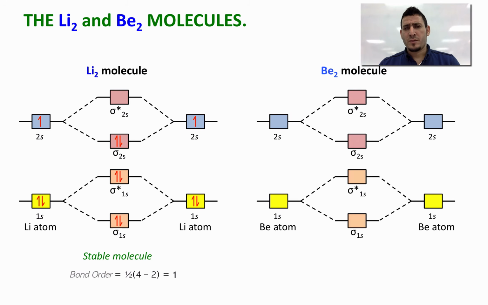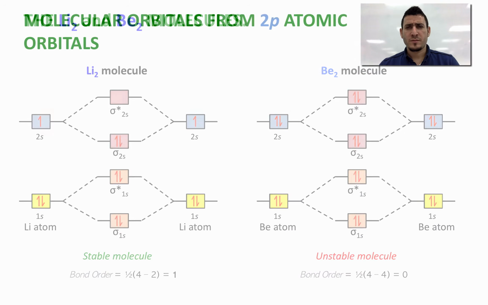Now beryllium, however, each beryllium will have 4 electrons. So the 8 electrons will fill all the molecular orbitals, the sigma 1s and sigma 1s star, and the sigma 2s and sigma star 2s. So the bond order will be 4 bonding electrons minus 4 antibonding electrons, and the bond order is going to be 0, and therefore this is an unstable molecule.